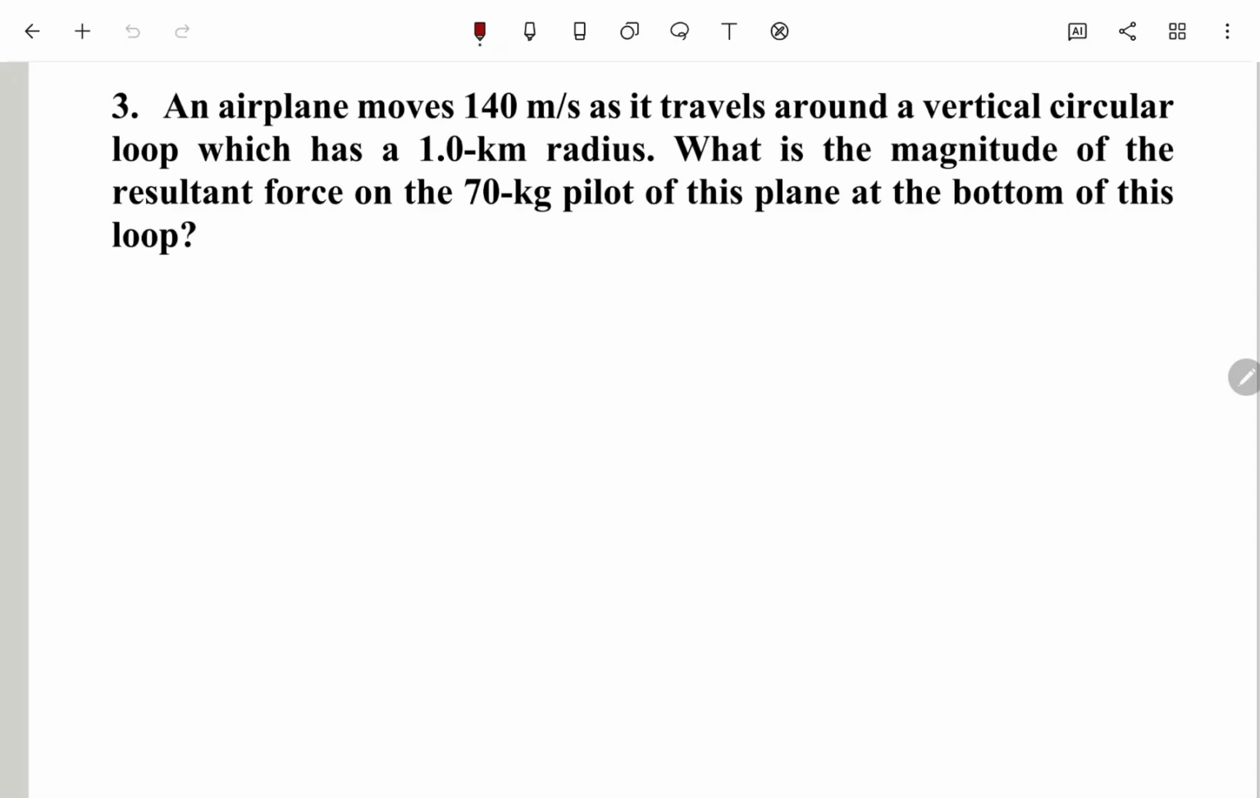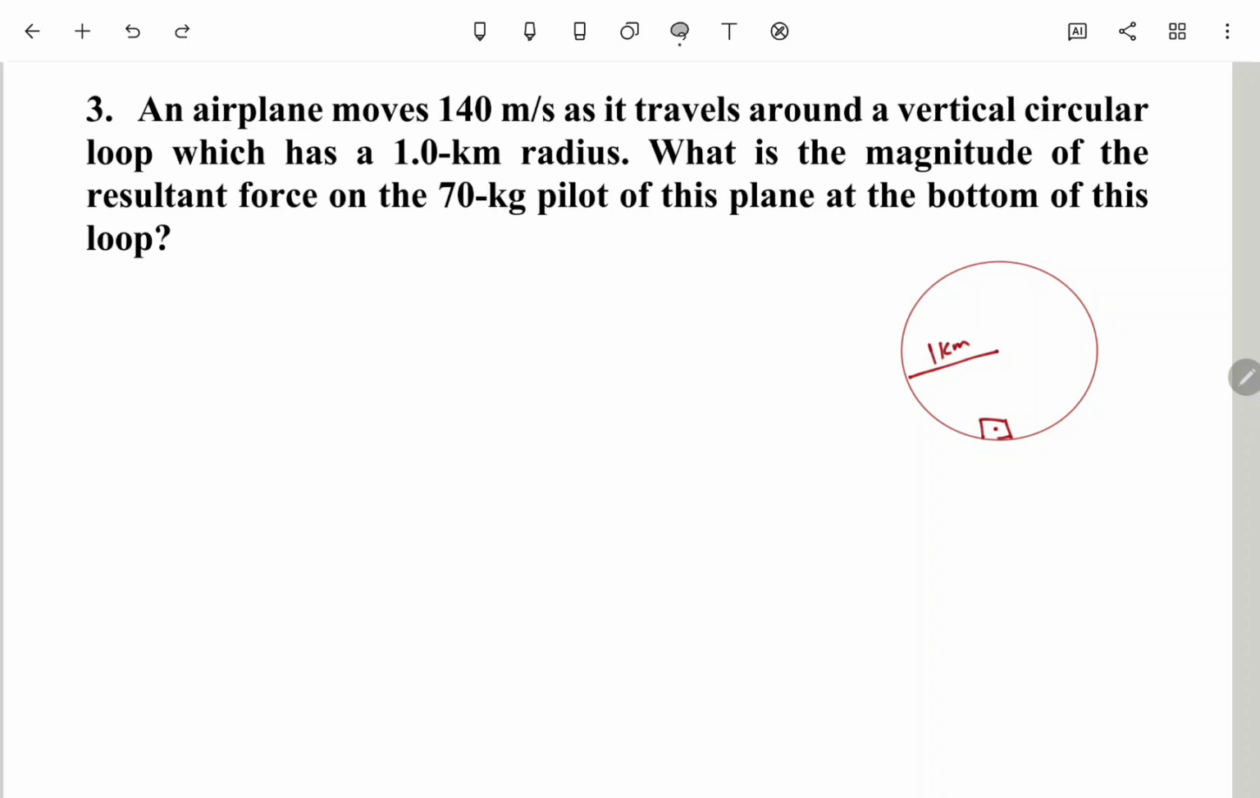An airplane moves 140 meters per second as it travels around a vertical circular loop which has 1 kilometer radius. What is the magnitude of the resultant force on the 70 kilogram pilot of this plane at the bottom of this loop? Now again, here's the situation, and here's the circular path with radius equal to 1 kilometer. Now we would like to find the magnitude of the resultant force on the 70 kilogram pilot at the bottom, right in here.